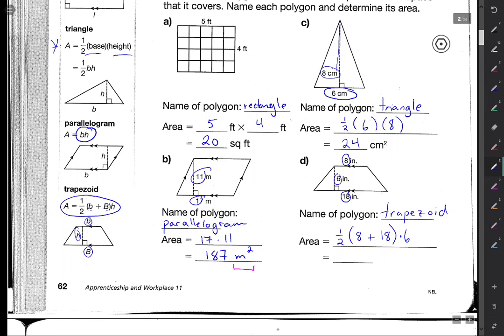So if we plug this in, we would have to use BEDMAS. So you could plug this all into your calculator straight away. I'm going to use BEDMAS and solve this little part in the brackets first. So 8 plus 18 is 26. So now in my calculator, I'm going to put 1/2 times 26 times 6. And if you do that, you should get 78 inches squared.